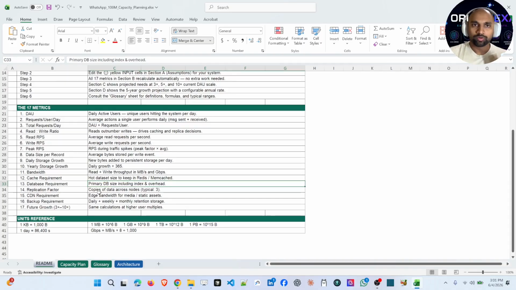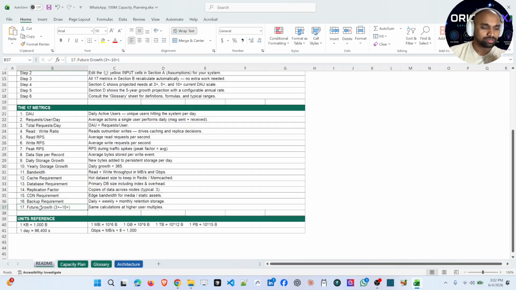Replication factor: how many copies we need to save in order to keep the system alive in case of any fault tolerance or redundancy issues. So that comes under the replication factor. CDN requirement, that is the content delivery network, is to avoid high latency. Backup requirement is to avoid unplanned downtime. If there is some issue happening, we need to switch back to the DR system or backup system immediately.